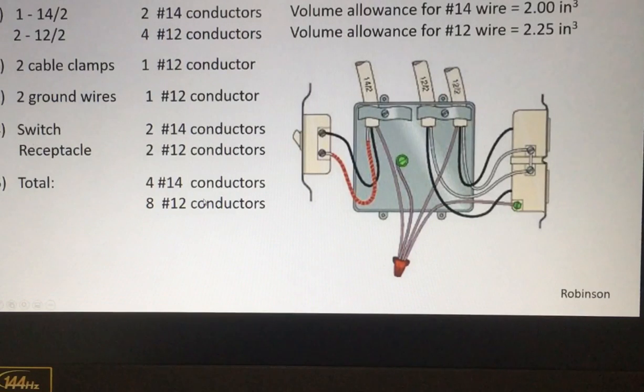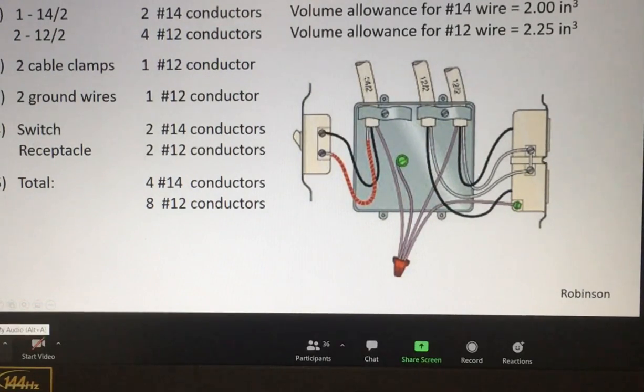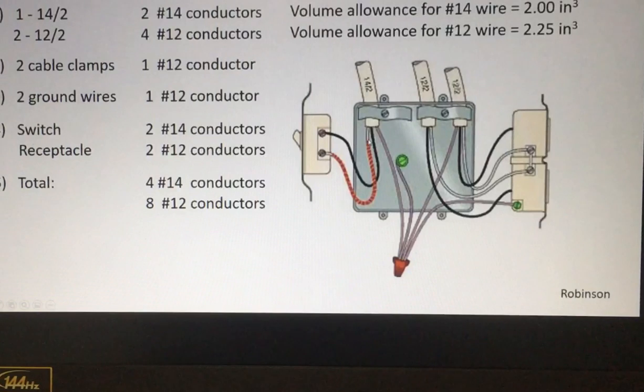Does everybody see that? Okay. Let's go back to the beginning. Here's my 1 14-2 conductor coming in. When you say conductor, do you also mean wire? Well, this is Romex. 14-2: 14 is the size of the Romex, and 2 is the number of conductors in that Romex.